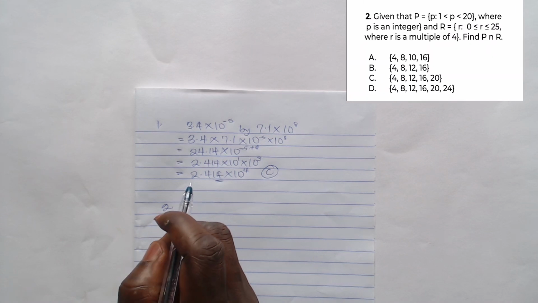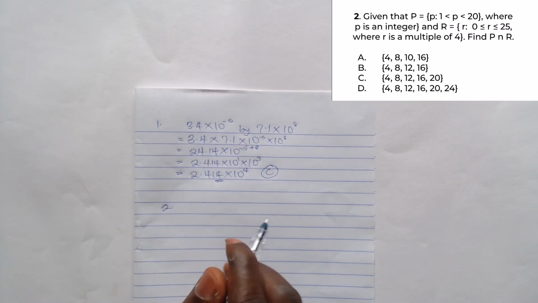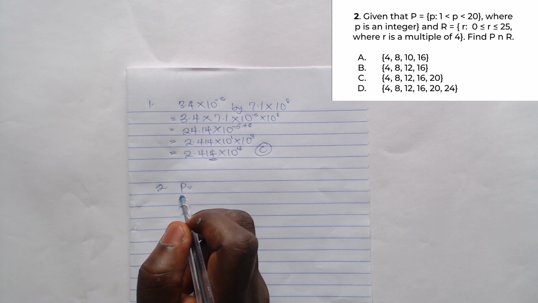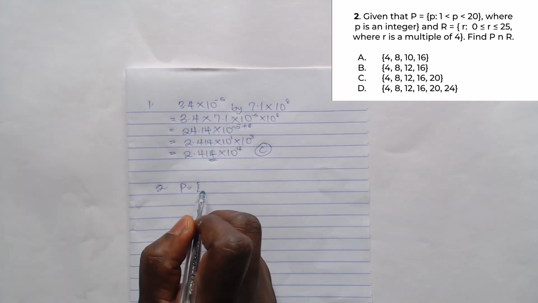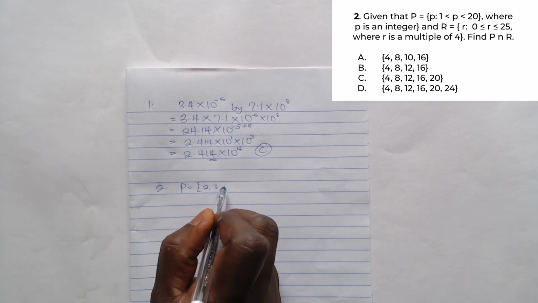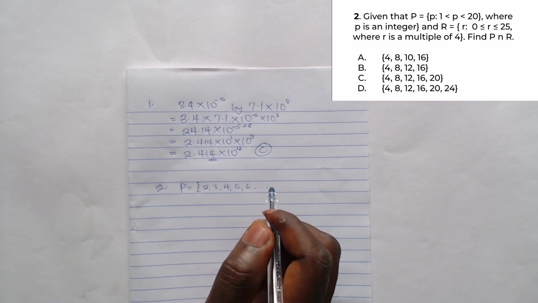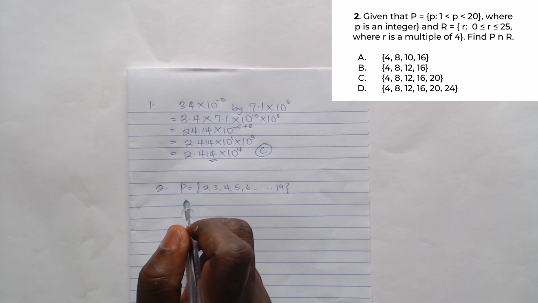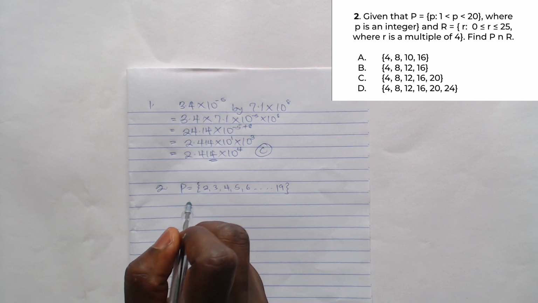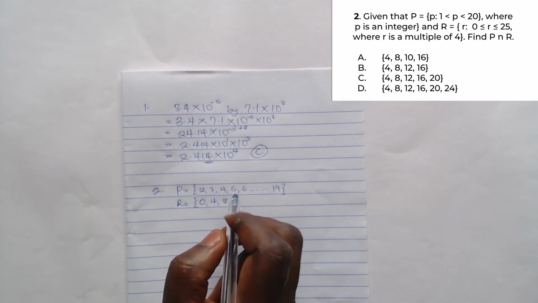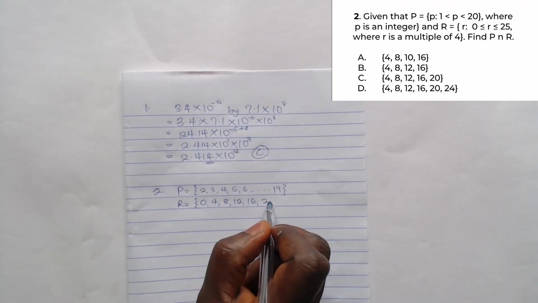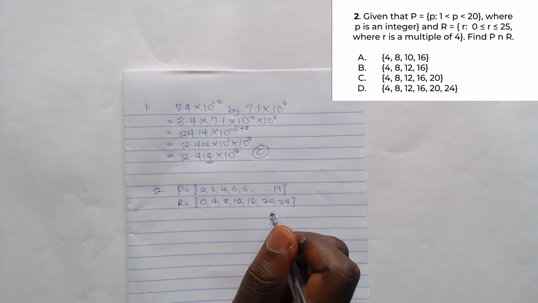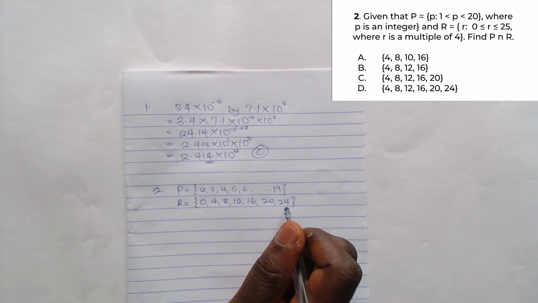Question number 2, you are given this set and you have to find P intersection R. So let us list the elements of P. P contains all integers greater than 1 and less than 20. The elements of P are going to look like, starting from 2, 3, 4, 5, 6 up to 19, because it is less than 20. And R contains all multiples of 4 between 0 and 25. Start from 0, 4, 8, 12, 16, 20, and then 24. These are the elements of R between 0 and 25. 25 is not a multiple of 4.